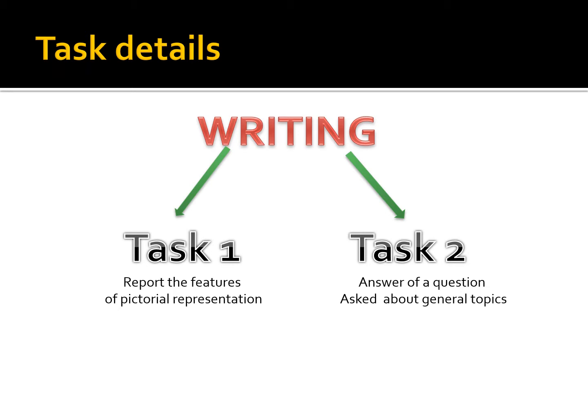Actually, the writing test is divided into two parts, task 1 and task 2. Task 1 is actually reporting the features of a pictorial representation. In a simplified version, you will be given a picture or an illustration which you are supposed to transform or change into sentences. And if we talk about task 2, you have to answer a question and it would be related to general topics.